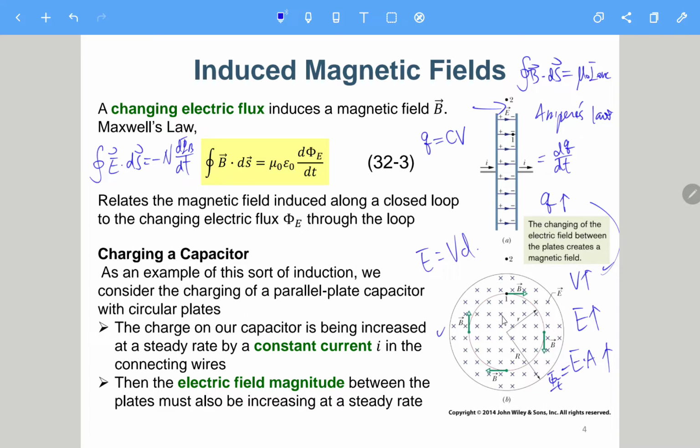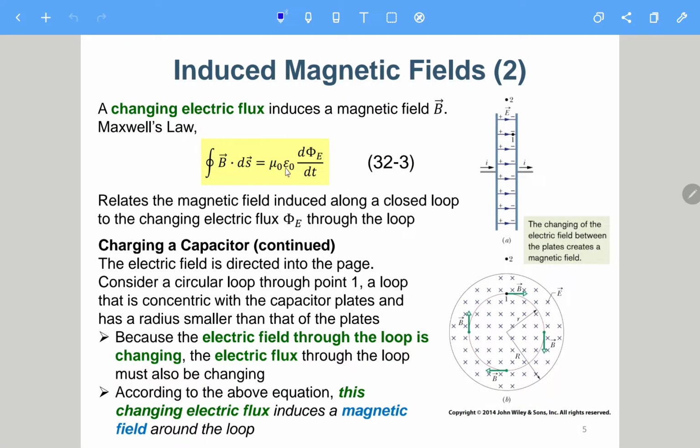Okay, so in this case, the E field is increasing. It will generate the B field in this direction. So in this figure, it is clockwise. So actually, it just follows the right-hand rule. You use your thumb pointing into the page, following the direction of the E field, and then your forefinger will just follow the direction of the B field. So it also satisfies the right-hand rule.